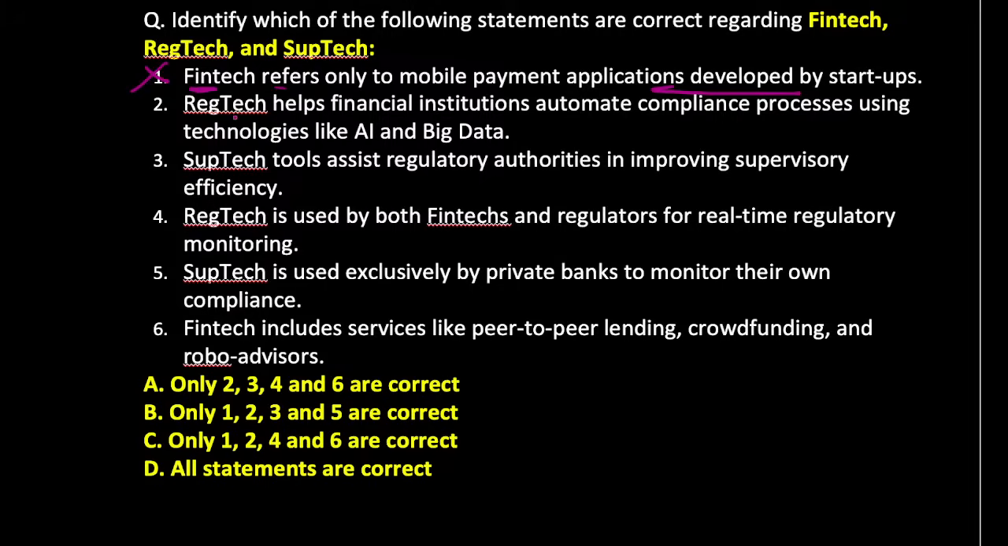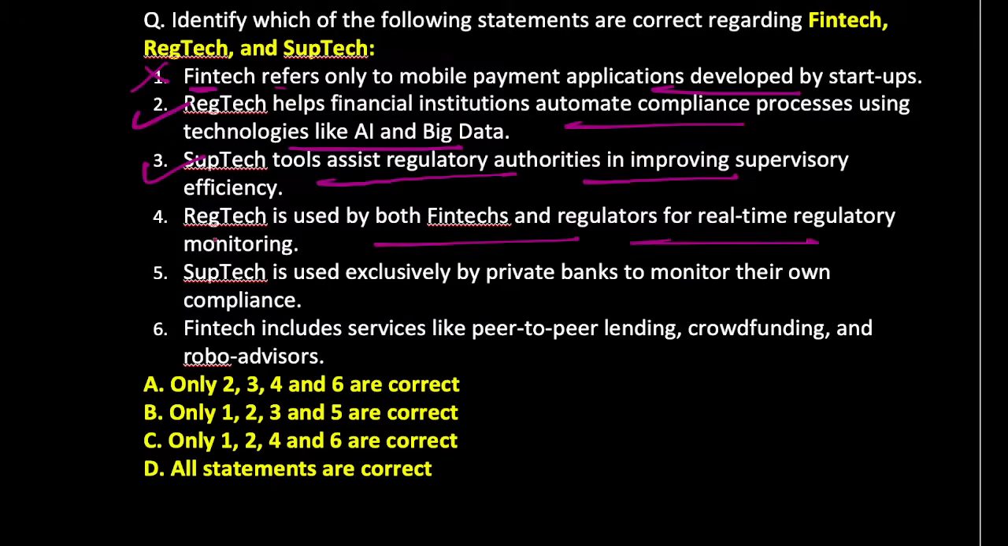Then we have RegTech, which helps financial institutions automate compliance processes with technology like AI or big data and others. SupTech tools assist regulatory authorities in improving supervisory efficiency. Then RegTech is used by both fintech and regulators for real-time regulatory monitoring. SupTech is used exclusively by private banks? Wrong. It is used by the regulatory authorities and all.